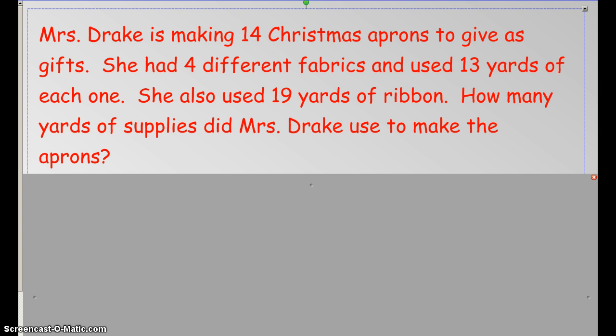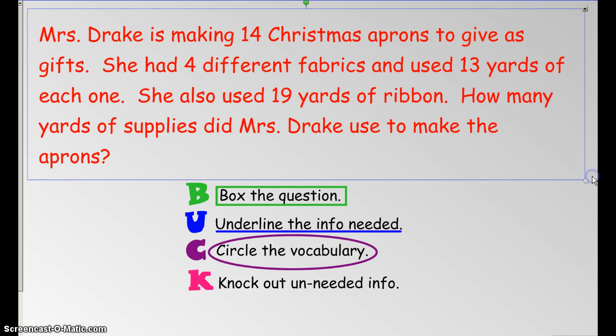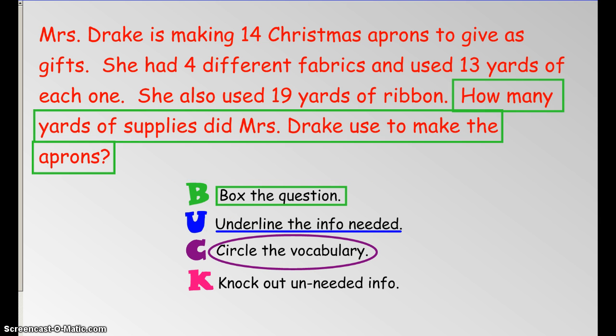Okay, after we read the problem, we always want to read first, we are going to do what? That's right, we're going to box the question. Our question was, how many yards of supplies did Miss Drake use to make the aprons? So I'm looking to find the number of yards of supplies that Miss Drake used on the aprons. Our second step, underline information needed. I need to know that she has 4 different fabrics and there's 13 of each one, and she also had 19 yards of ribbon.